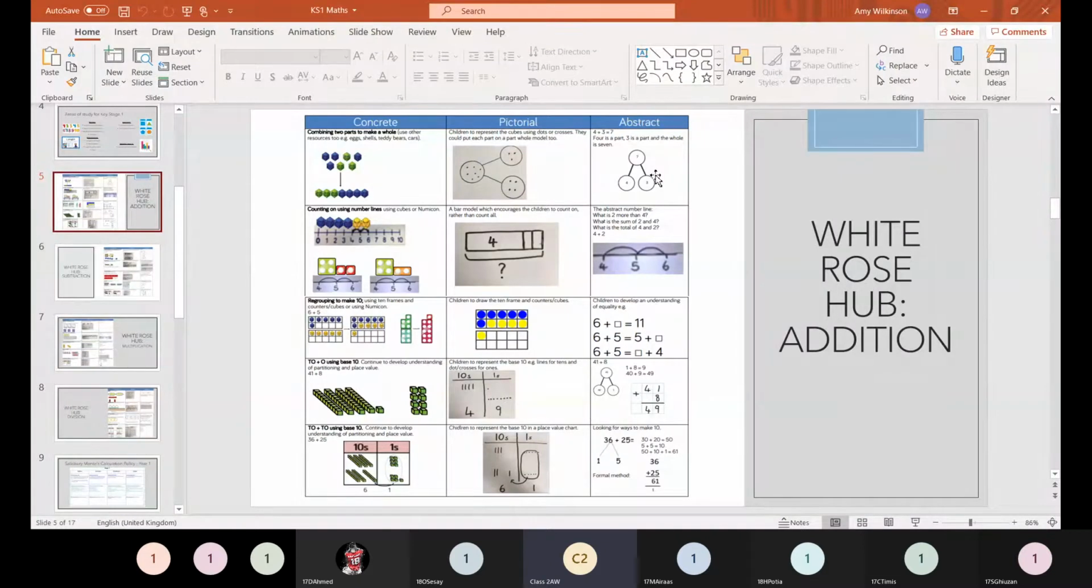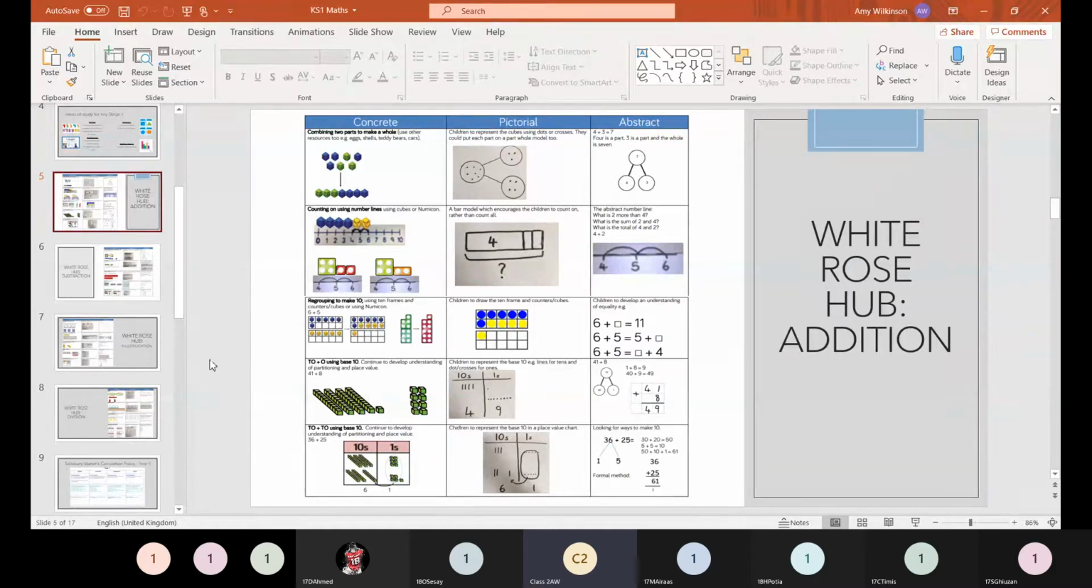So for addition, the concrete resources could be used to combine 2 parts to make a whole. So in that first picture, it shows you that there are 3 green cubes and 4 blue cubes, so they can use that to solve addition. It then moves on throughout the stages into different concrete materials. So they begin by using separate cubes, which then becomes Numicon, and then into Deans. Okay, so there is progress all the way throughout.